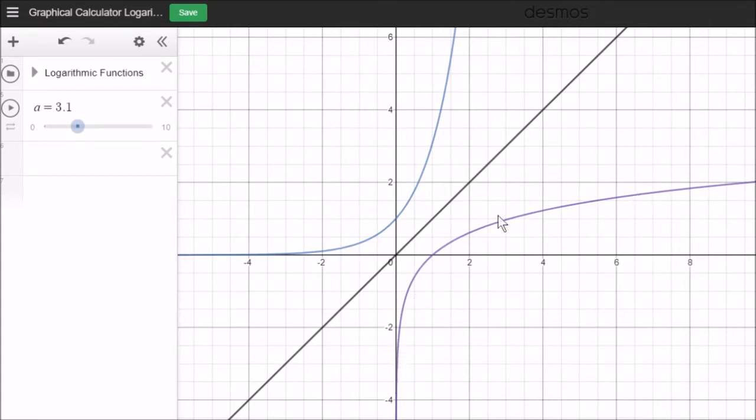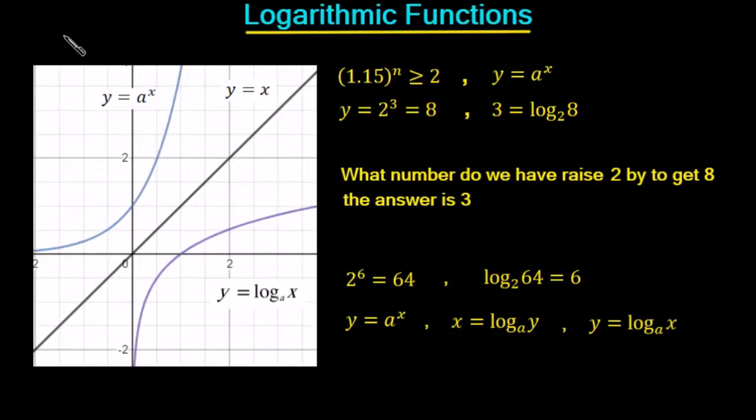So let's go and we'll write down what we've learned here mathematically. So we've taken a snapshot of the screen, and you can see here we have the function y equals a to the x, and we're mirroring it on y equals x, and we're getting the inverse function here. So this is the inverse function in purple, so this is the logarithmic function. So let's just quickly talk through what we finished off in the last video. We had the problem of the population doubling, and we said that we came up with this little equation here, 1.15 to the power of n is greater than or equal to 2.